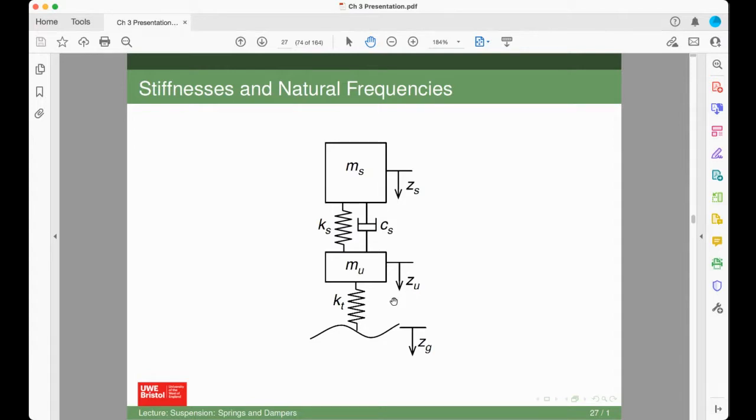And then between those various masses, you've got the springs. Between the sprung mass and the unsprung mass, you've got the suspension spring, KS, and there'll be a damper as well, CS, in there. And then obviously between the unsprung mass and the ground, you've got a tyre, which will also have stiffness, KT. The damping between the tyre and the road is minimal, so it's often neglected. Okay.